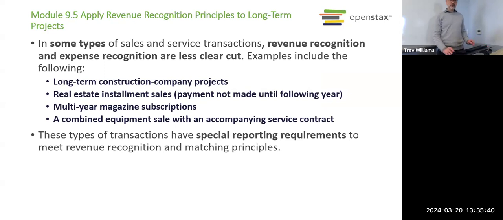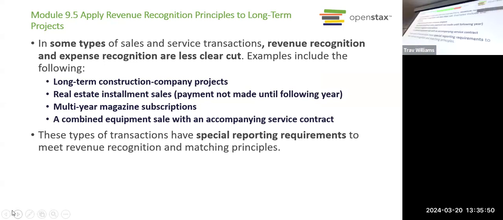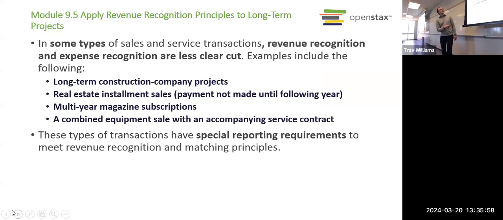Okay, let's go to this next concept. Move back over here. So these are all different sorts of long-term scenarios where it changes when we count revenue and when the expenses might occur. There are 4 of them listed here.